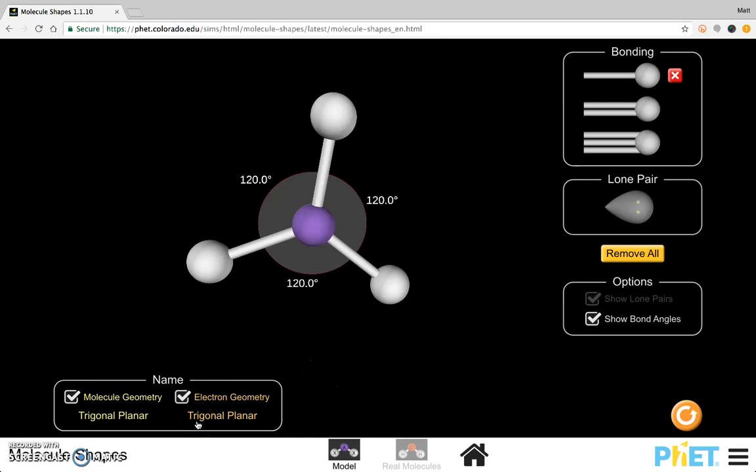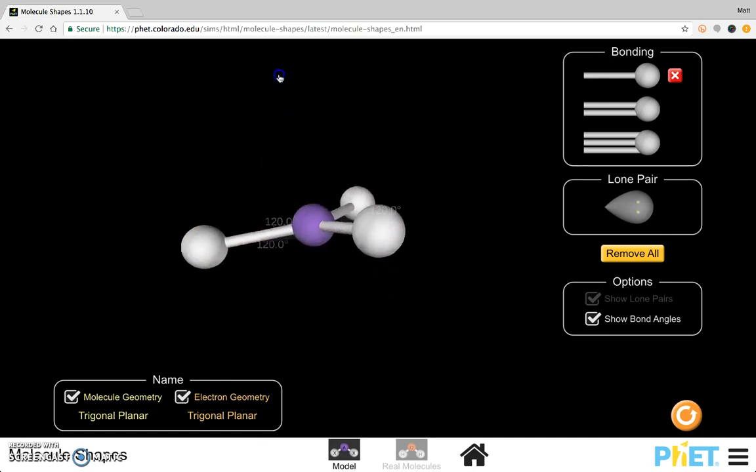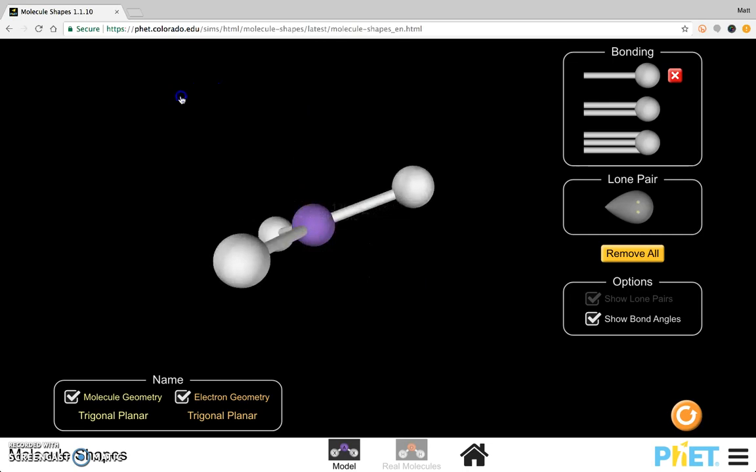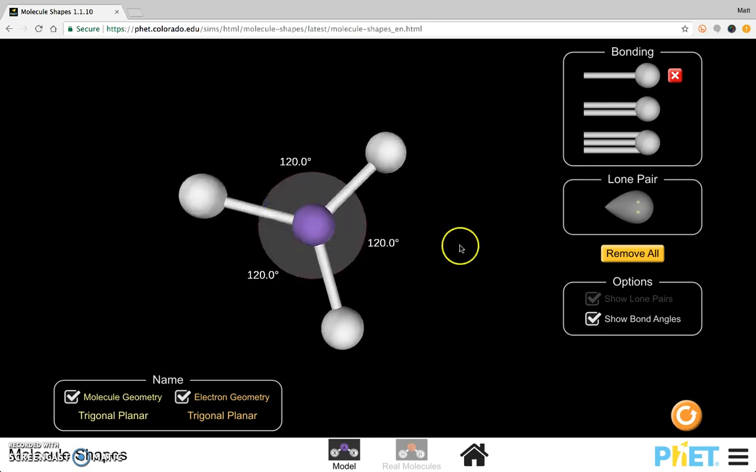We get an electron geometry called trigonal planar, which basically translates to a triangle that is flat. And you can see from the molecule, the 3 outer atoms make a triangular shape, and if I rotate the molecule, we can see that it is in fact a flat molecule, or planar. The bond angle between each of those atoms is exactly 120 degrees.